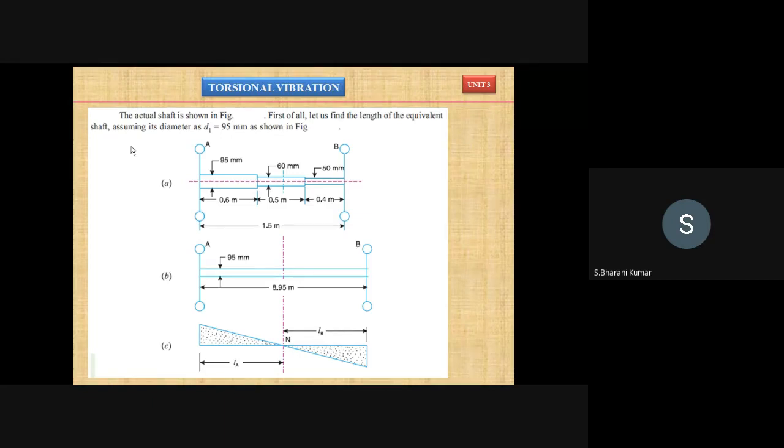So total length will be given as 1.5 meter, that will be mentioned here. This is the given diagram. For the given data we drew one diagram, that is this. There is no need of any scale. Just a diagram is enough. No need of an exact scale like that.